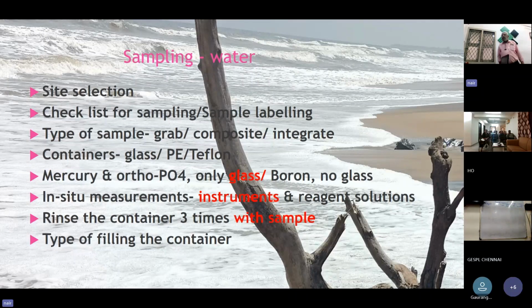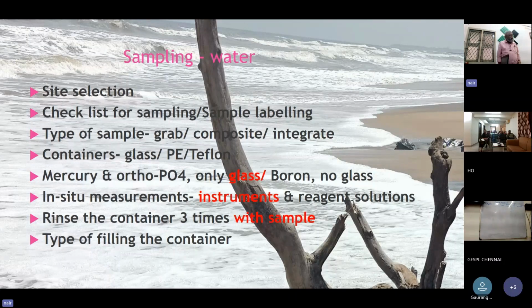Then you have to decide on the type of sample. What is the type of sample? Grab samples are there, composite samples are there, integrated samples are there. What is a grab sample? You take a sample from one point, that is enough. You think that it is representative.